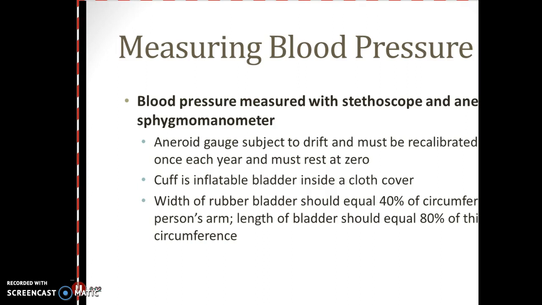Whenever we look at the cuff, there's a length to the cuff and the width to the cuff, and the width of the cuff should not be more than 40%, which would be less than half of the person's arm, and the length of the bladder, not the whole blood pressure cuff, but just the bladder, should be about 80% of that circumference. So that's going to tell us what size cuff we use, whether it's a pediatric cuff for an adult, which is possible, the average adult size, or an extra large blood pressure cuff on a person who has a larger arm.